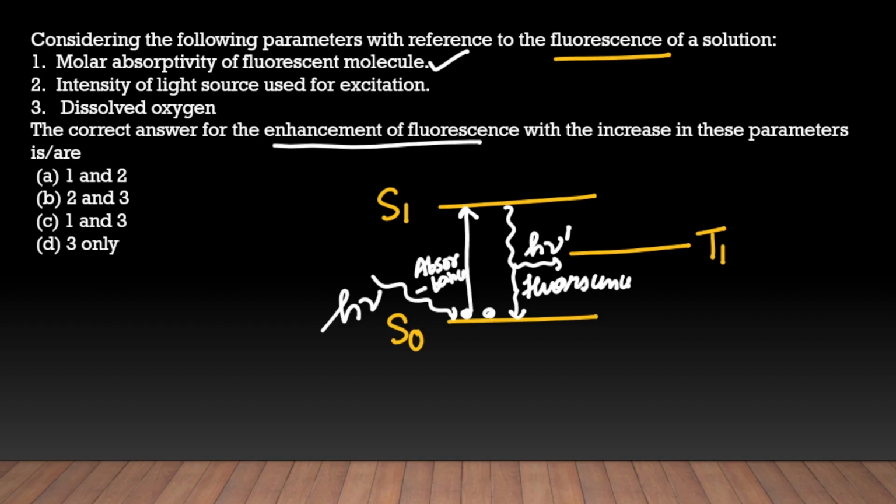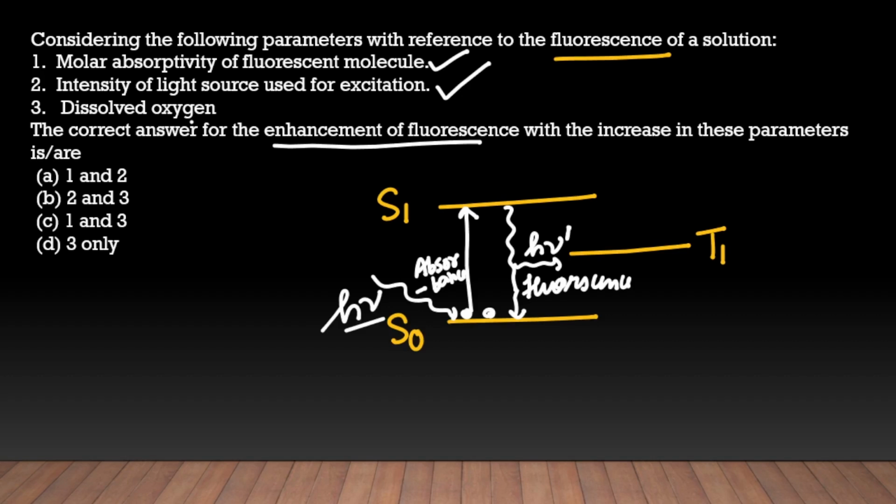Next one says the intensity of the light source which is used for the excitation. Again, this h nu energy that we are providing, its intensity is going to affect the amount of fluorescence that we are observing. The more the intensity, the more energy the particle will come back with, so there is more fluorescence tendency. So again, there will be enhancement in the fluorescence process, right? Next is with the dissolved oxygen. So you might have encountered a topic that is called quenching.